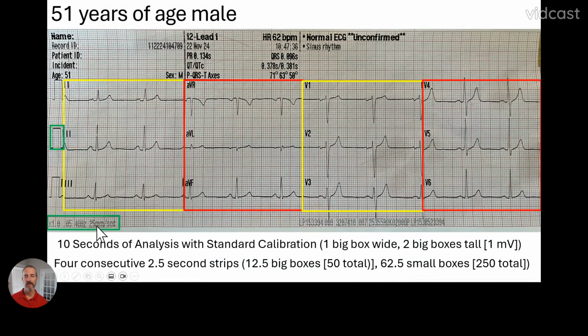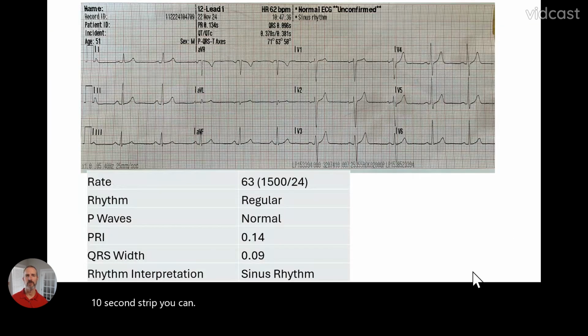If I come over here, the print on this is a little bit faded, but you can see this 25 millimeters per second. Each one of these little squares represents 1 millimeter. So in a 10-second strip, you can imagine that you're going to have 250 small boxes. Just to help you understand what you're looking at and the timeline. And 10 seconds is a long time for the analysis, and that's why it's important for your patient to be relaxed, breathing normally, and not moving around.